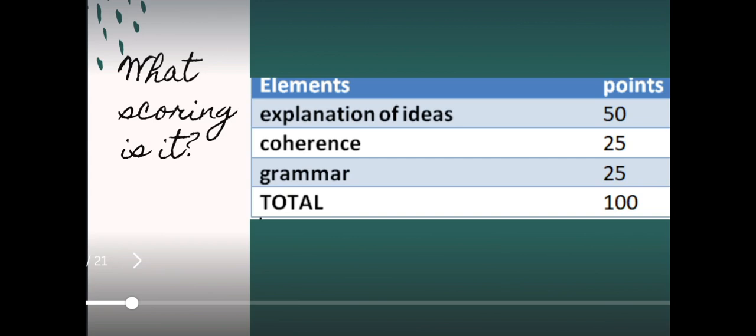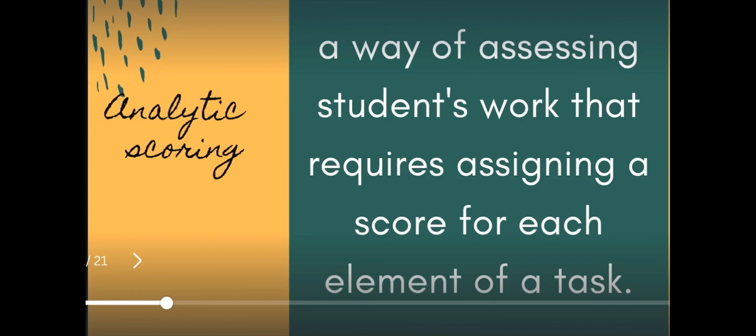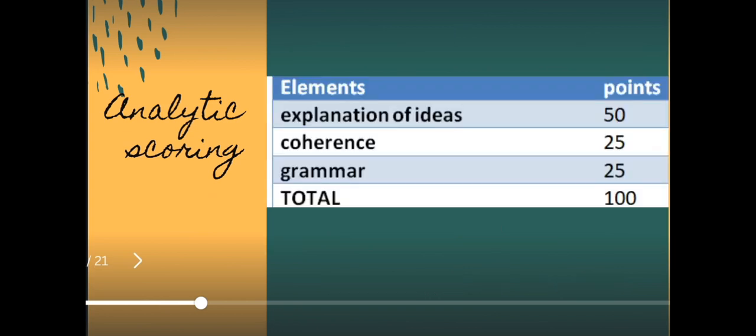Okay, so to understand further the difference and distinctions of the two, let me start with analytic scoring. If your answer earlier is analytic, okay, so this is how we understand this. It is a way of assessing students' work that requires assigning a score or mark for each element of a task. And looking at this, we have these three elements, and then we have allocated points for each element.